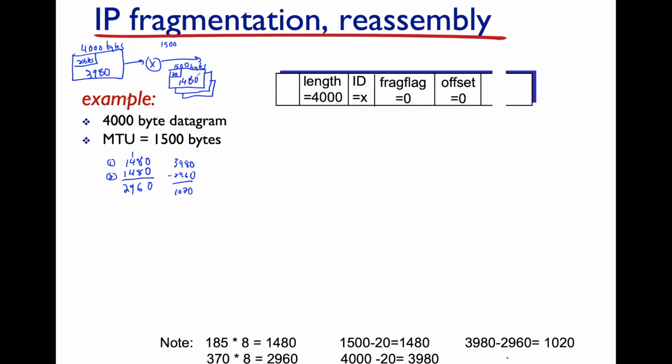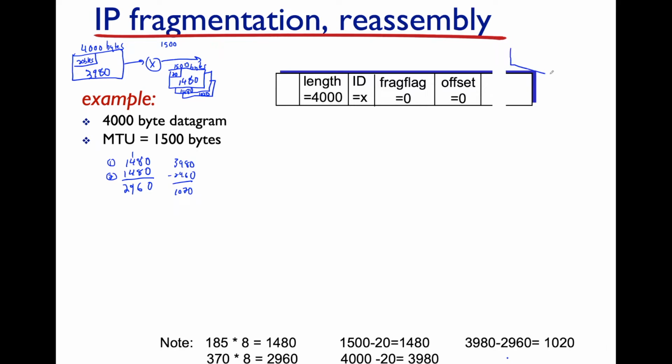So that means the first smaller fragment is going to store 1480. The second one is also going to store 1480 bytes. And the third one is going to store the remainder, 1020. And we know it can store the remainder 1020 because it has a payload of size 1480. So what is also needed is this offset. And this offset tells us, when we're reconstructing the original message, where do these pieces go?